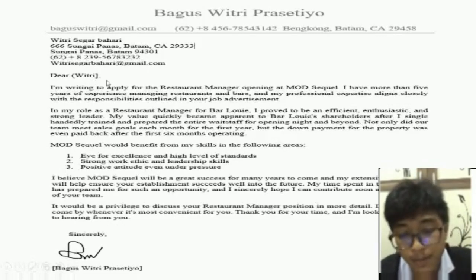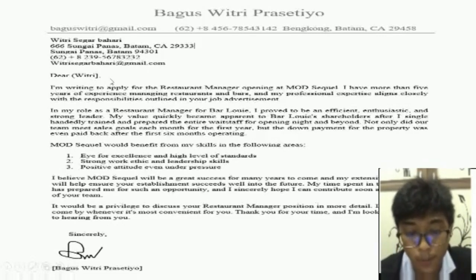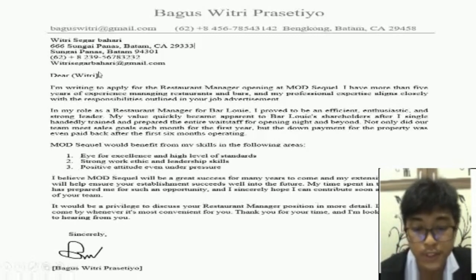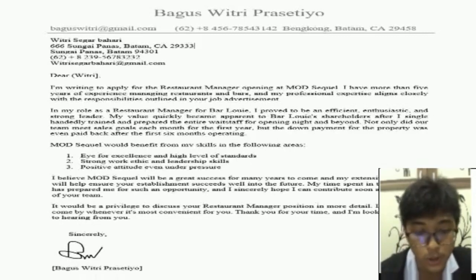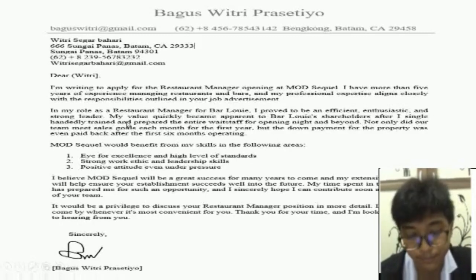Step 2 is address the hiring manager by name. This is the opening salutation. Make a great first impression by addressing your cover letter to a real person using their name. Okay, so like this, Bagus Witri. And in the intro paragraph, the job seeker's analysis of how to start the cover letter is: one is the job position you are applying for, two is the company name, and three is the intention to apply. Okay.